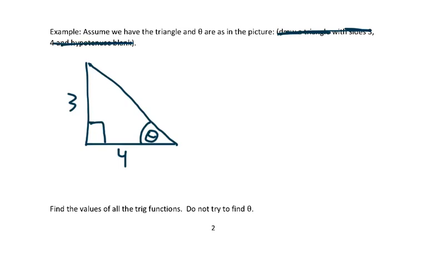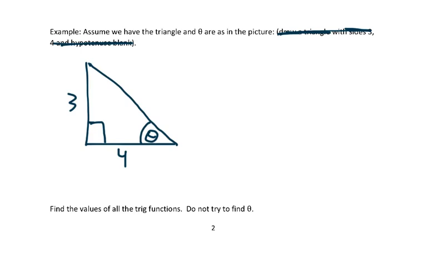Okay, so here is an example of the kind of question that we can solve using right triangle trigonometry. Suppose we have this kind of triangle here. We have a right triangle where the side lengths are 3 and 4.